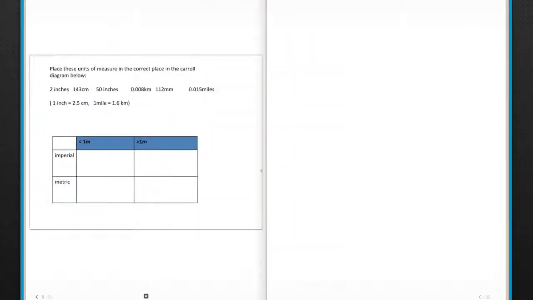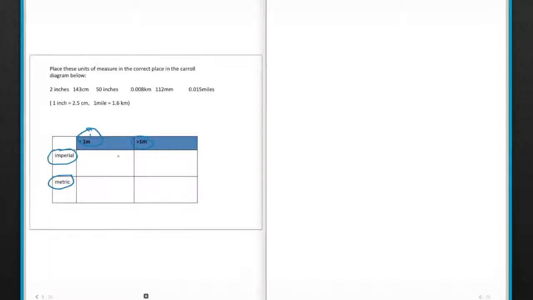Question 3. Put these units of measure in the correct place in the Carrel diagram. The choices we have are smaller than a metre, bigger than a metre, imperial, that means old-fashioned measurements like inches and miles, and metric, that means decimal measurements like centimetres and metres.